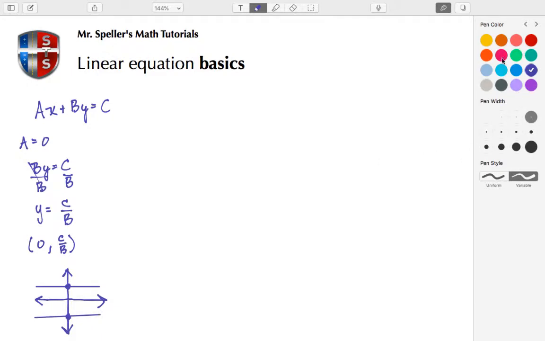Next, let's look at what happens if b is equal to 0. If b is 0, we know anything times 0 is 0. So that means this term goes away, and we're left with ax is equal to c. Now, if we wanted to solve for x, we divide both sides by a. Those a's there cancel, and we're left with the expression x is equal to c over a.